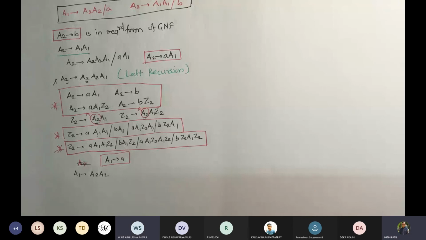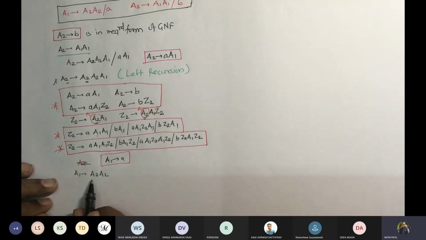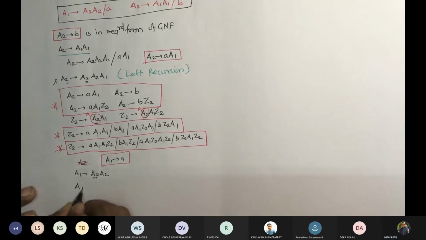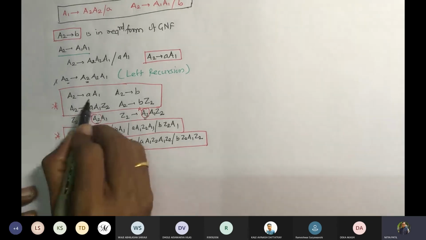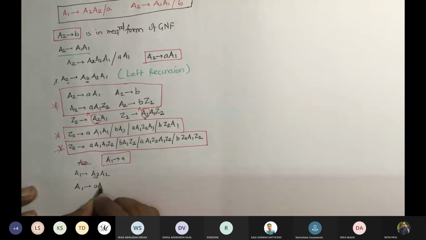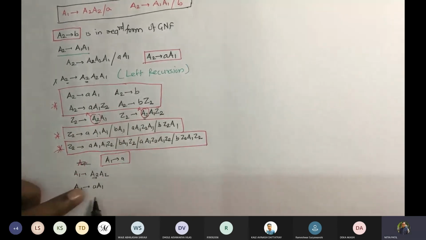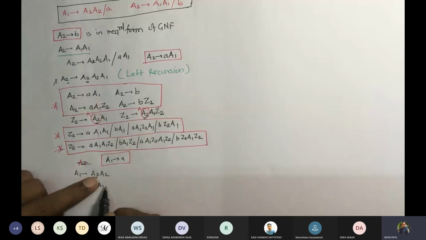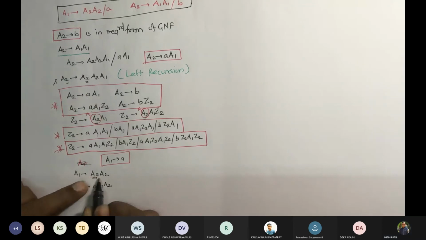Above? 4. How many? 4. So now you replace those 4 values here. Correct. So you get what? A1 gives, first value I am picking A1. Fine. And A1 and then this A2. A2 as it is. This A2 was kept as it is.